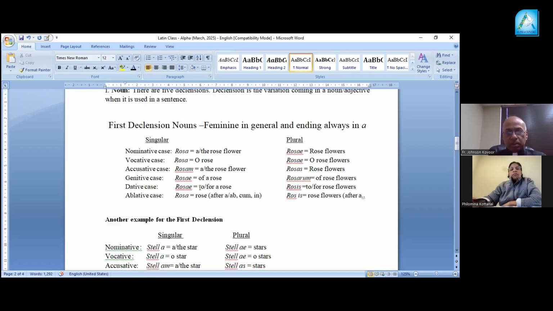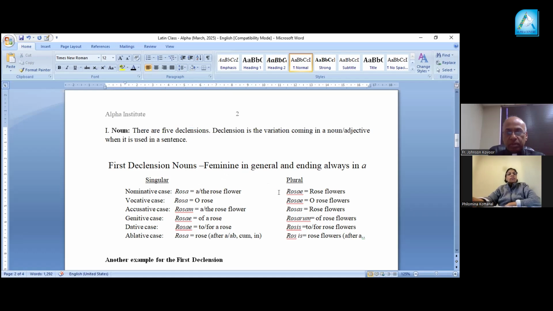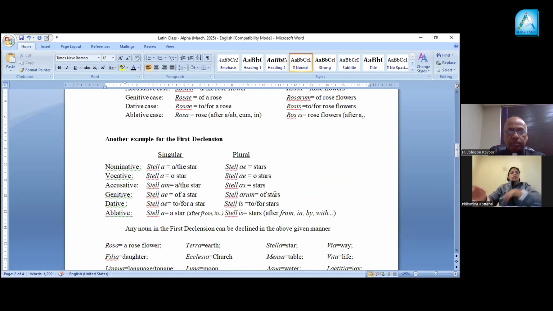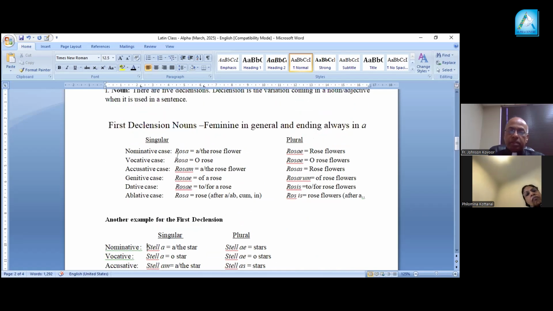For example, the word rose, rosa, is used. Rosa means a rose flower. Or stella, stella means a star. This is a first declension noun, a feminine noun ending in the letter A. Rosa. Just before that, there are different cases.